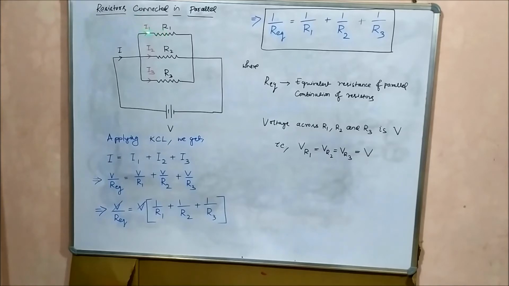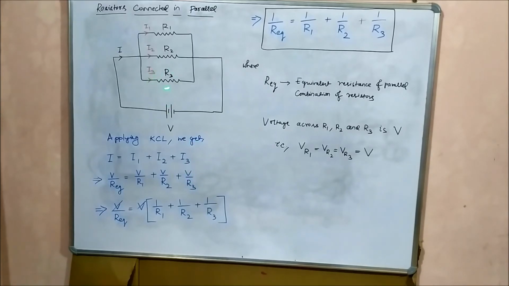Now the current flowing through each of the individual resistors R1, R2 and R3, that is I1, I2 and I3, can be written as V by R1: I1 is equal to V by R1, I2 is equal to V by R2, and I3 is equal to V by R3. Current I is equal to V by R. The voltage drop across R1, R2 and R3 is V volt, the same. That is the property of parallel combination.